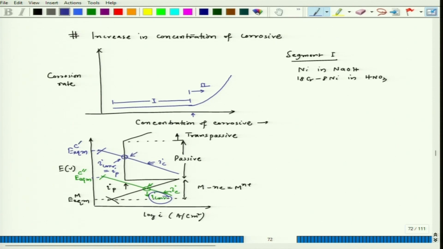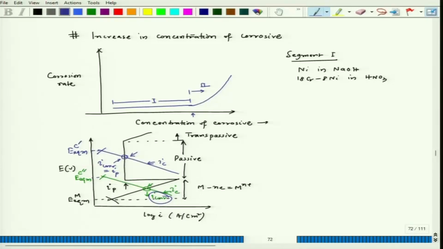So, we want this thing to happen in the case of an active-passive material, because once we achieve passivity, it can maintain a very low corrosion rate. At the same time, if that material shows a wide range of passivity in a particular electrolyte where it is going to be used, then definitely that passivity will be maintained for a long time, as well as over a wide range of concentration.